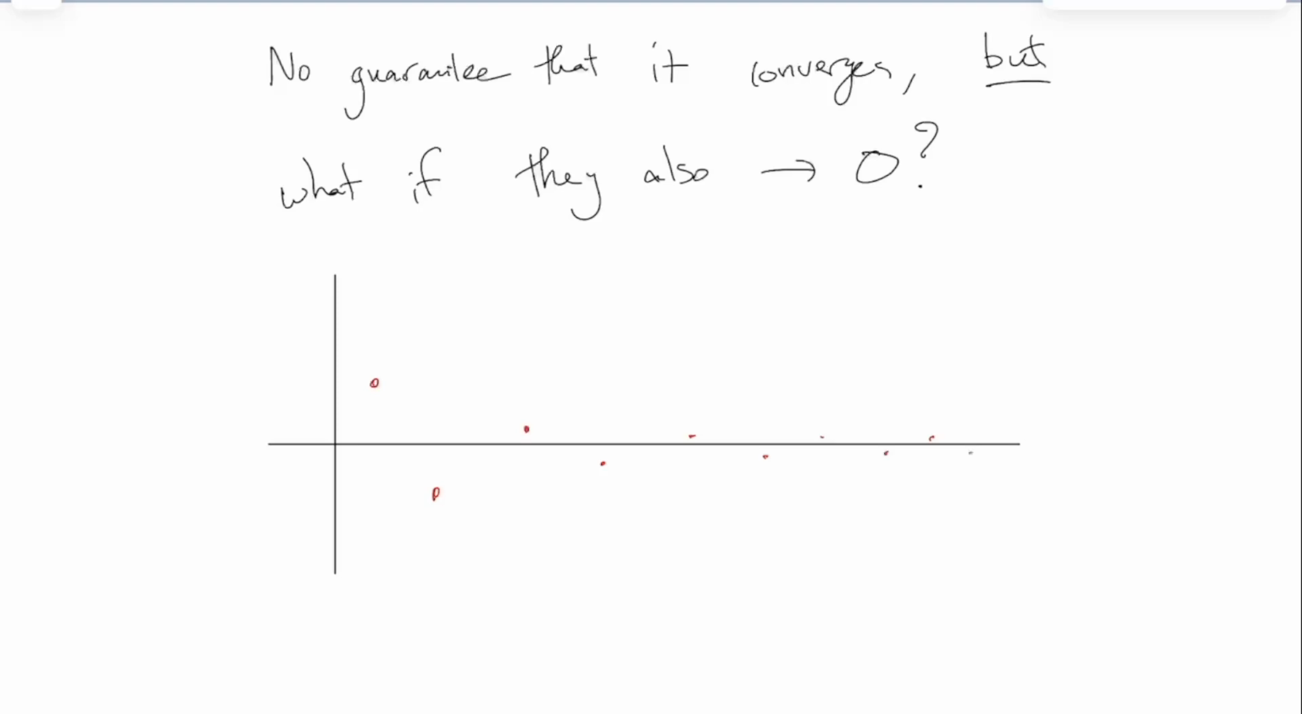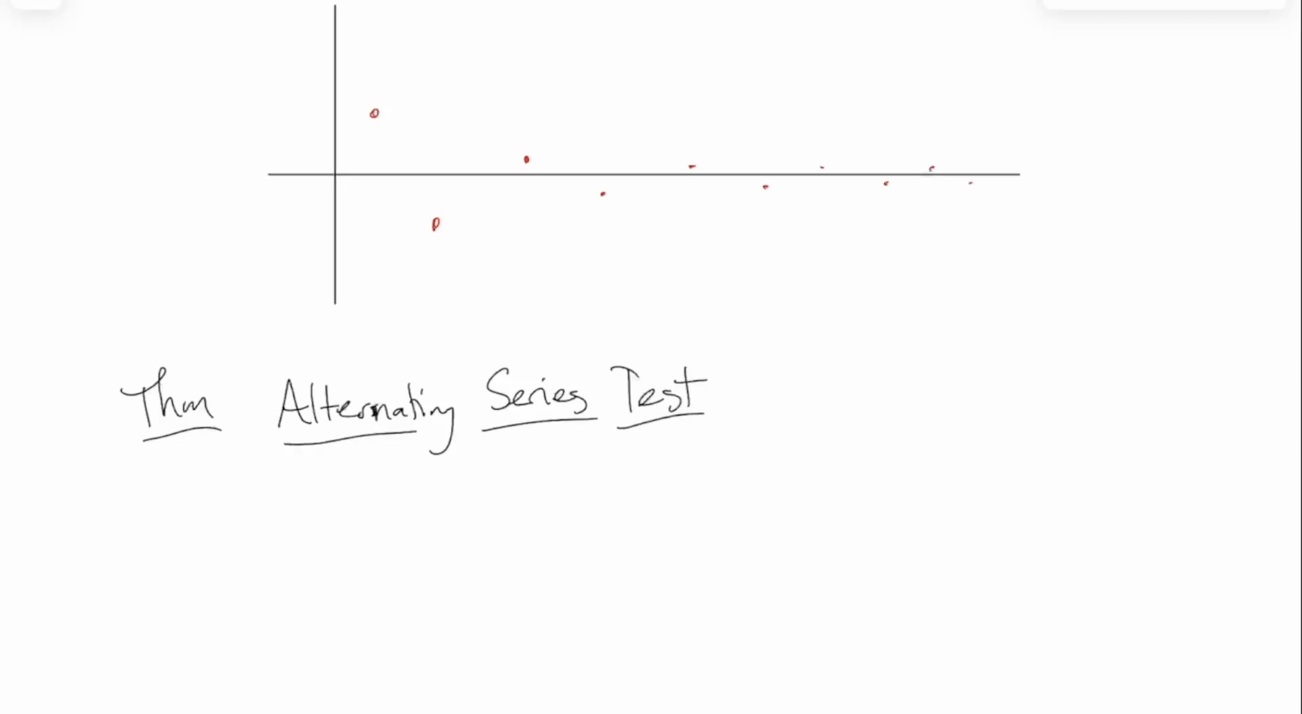It turns out any such series where the individual terms go to 0, this is a guarantee that the series itself converges. All right, so I'm going to write this as a theorem, and then we'll do some examples. We'll see how easy it is to work with. This is called the alternating series test.